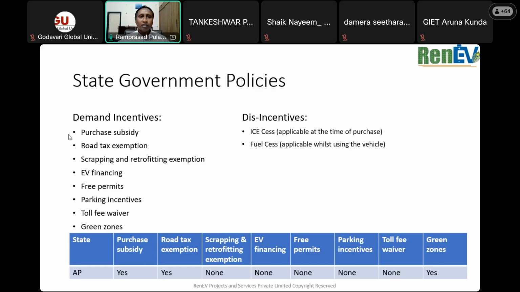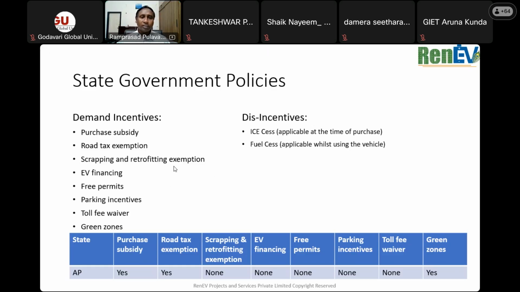Then the second thing is road tax exemption. What do you mean by road tax exemption? When we go to the Road Transport Authority to register our vehicle, we pay something called life tax. If you are buying an electric vehicle, some of the states don't have any road tax. For example, if I buy an electric car, scooter, auto or truck in Andhra Pradesh, there is no road tax.